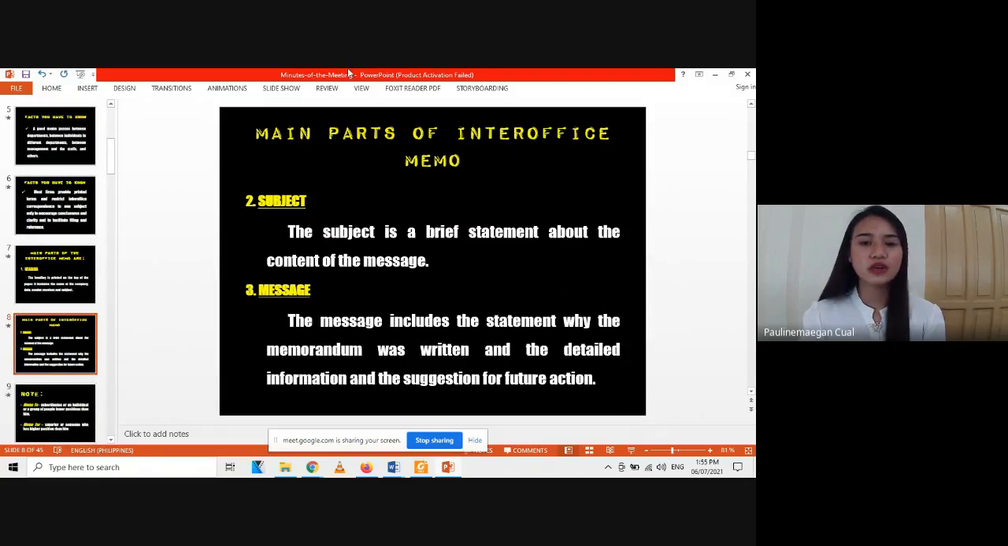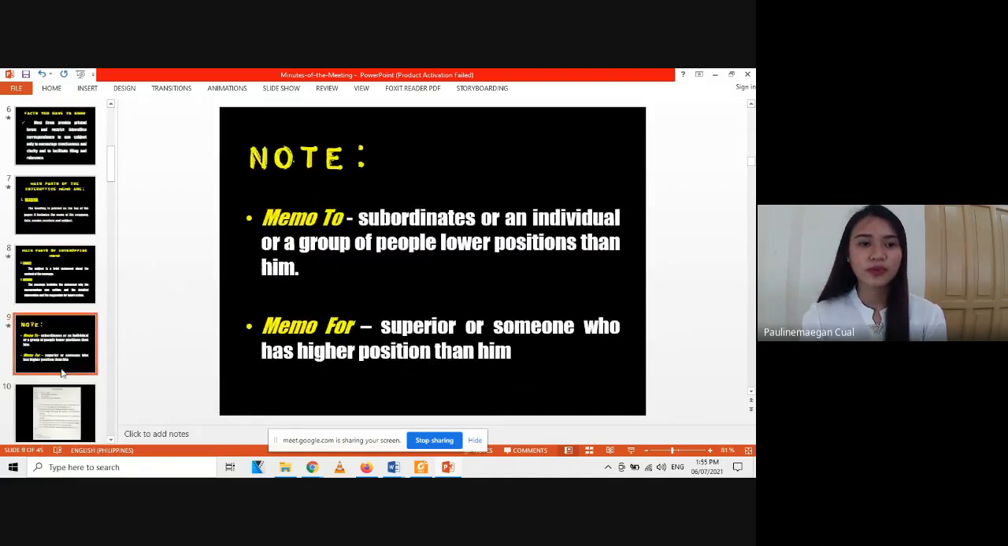And the next part of the memo is the subject. When we say the subject, this is a brief statement about the content of the message. Usually, you are already writing a subject whenever you write an email. And the message, this one is the statement why the memorandum was written and the detailed information and the suggestion for future action. So this one includes all the things that you want your audience to know.